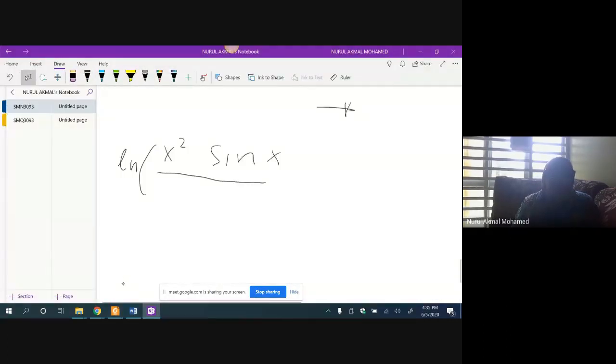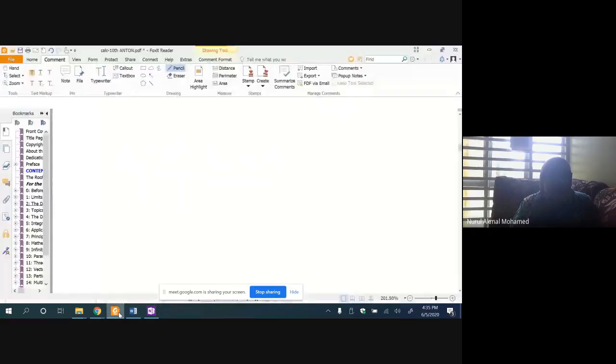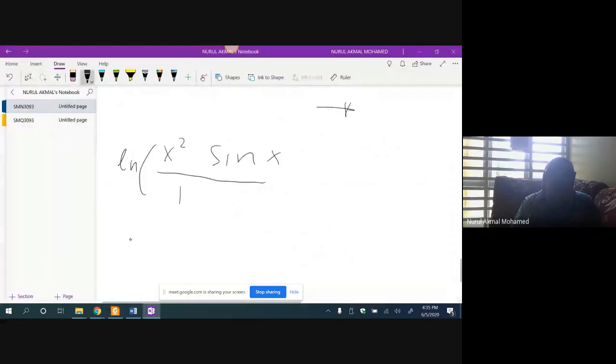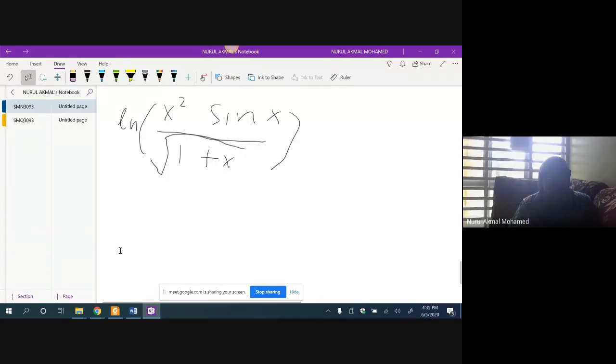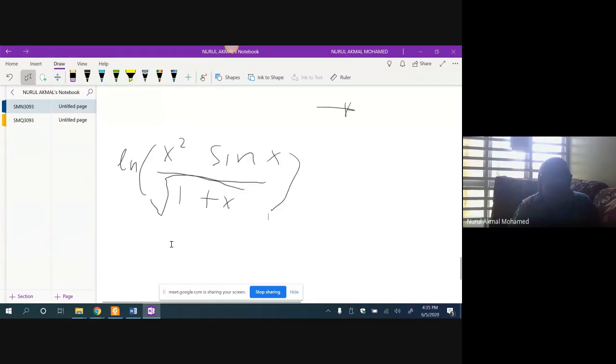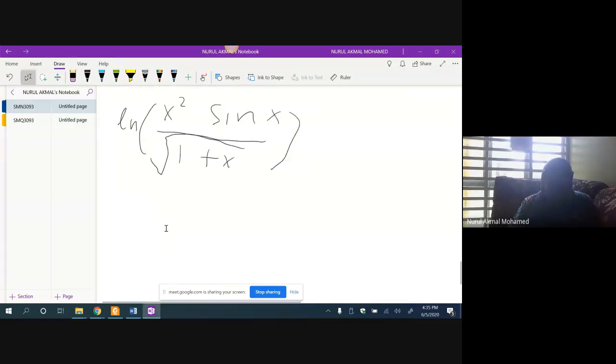Okay, so this is the expression that you have to find the derivative of. Let's denote this as y.